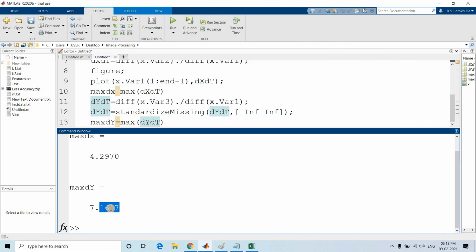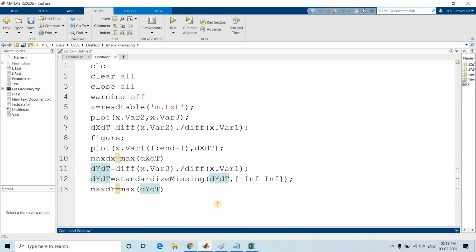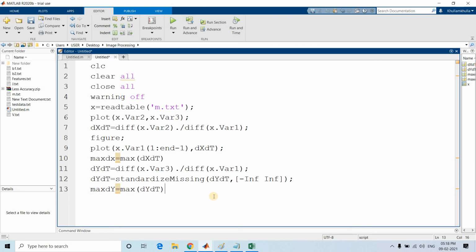So today we have learned two more very interesting feature extractions: what is the maximum velocity along x direction, and what is the maximum velocity along y direction. This can be useful for classifying a particular handwritten character, right?